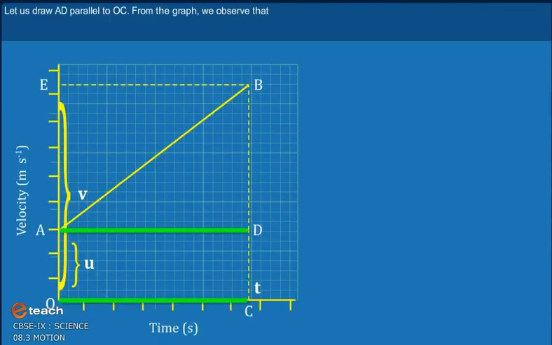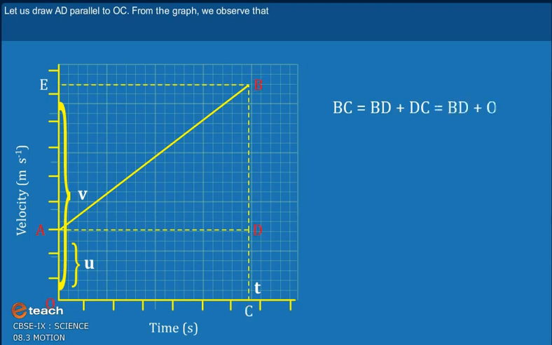Let us draw AD parallel to OC. From the graph, we observe that BC = BD + DC, that is equal to BD + OA. Substituting BC = v and OA = u, we get v = BD + u, or BD = v − u.